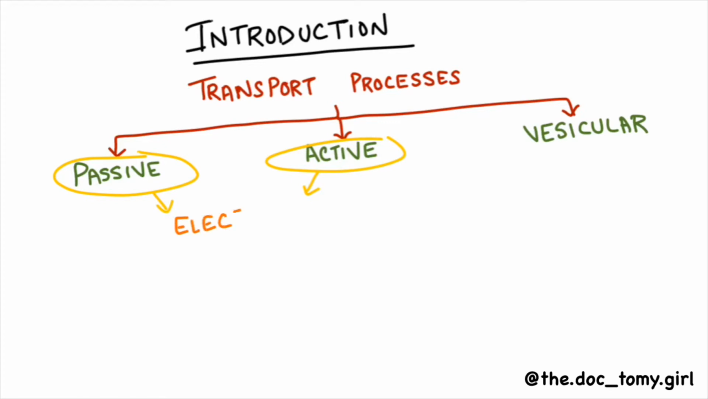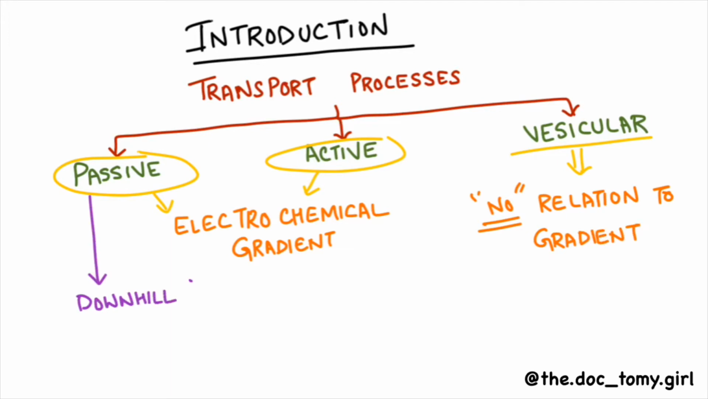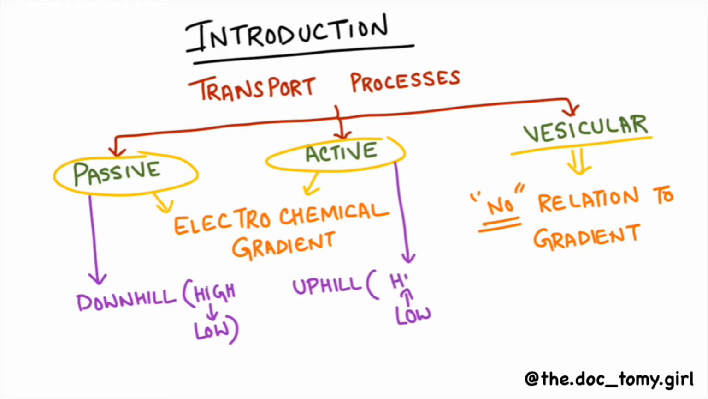Both the passive and active transport have a common factor in the form of an electrochemical gradient. Whereas in the case of vesicular transport, there is no such relation to the electrochemical gradient or the concentration gradient. The passive transport is a type of downhill transport because the ions are moving from high concentration to low concentration, whereas in the case of active transport, it is uphill, ions are moving from low to high concentration. The passive transport is not energy dependent, but active transport is energy dependent.